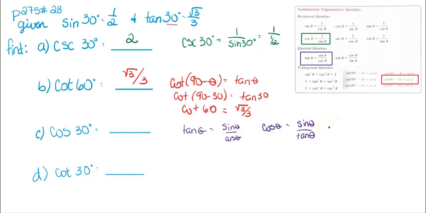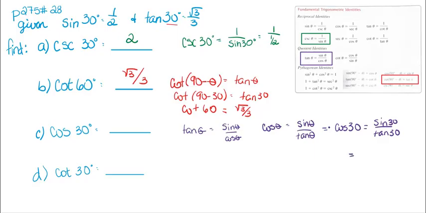And you find that just by going through simple algebra steps. So we know, basically this is saying that the cosine of 30 degrees is equivalent to the sine of 30 degrees over the tangent of 30 degrees. We know the sine of 30 degrees and the tangent of 30 degrees. We're looking for the cosine of 30 degrees.